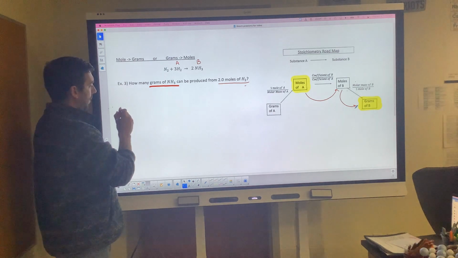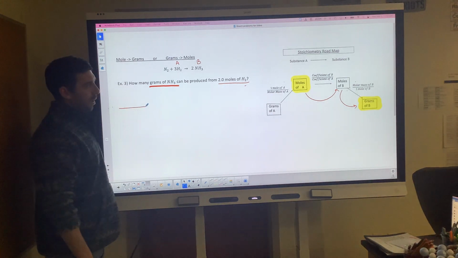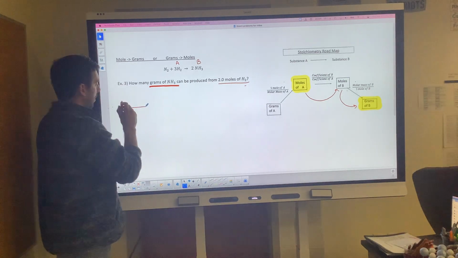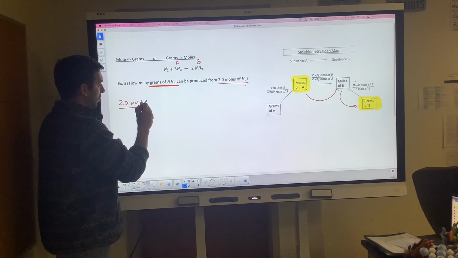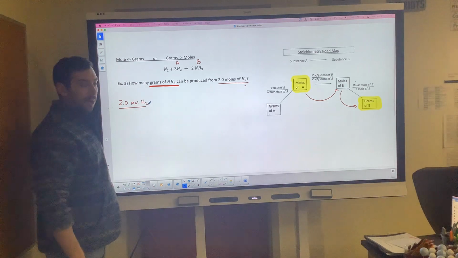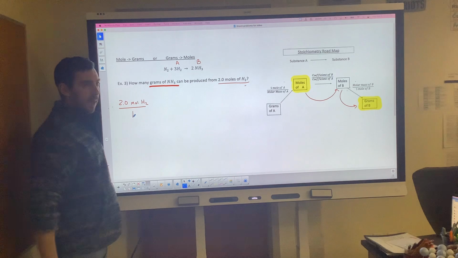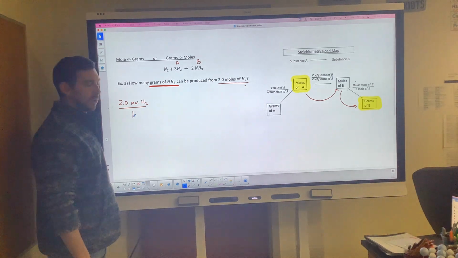So just like we did first, we'll start with the unit and substance that has a number with it. So we're going to have 2.0 moles of H2. And we're going to put it over 1 just by itself. Right, first fraction is always just over 1.